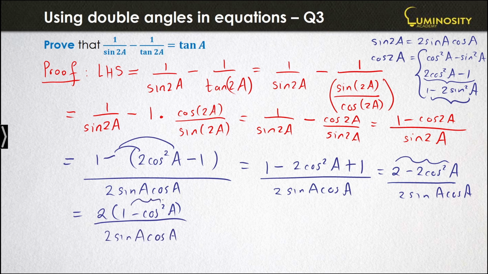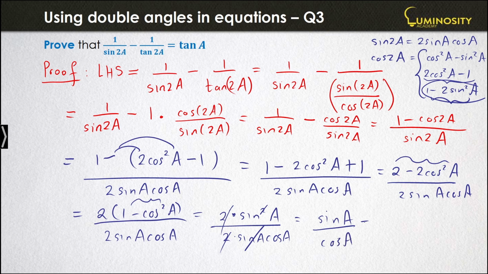And then 1 minus cos squared a, that's a trig identity. That's 2 times sine squared a, which you would have got if you used this third one as well, divided by 2 times sine a cos a. Okay, so the 2's will divide. Sine squared divided by sine a, right? So one of those will divide out. So you're left with sine a in the numerator divided by cos a in the denominator. But that is tan a, which is the right-hand side. So we've mathematically proven that the left-hand side is indeed equal to the right-hand side.